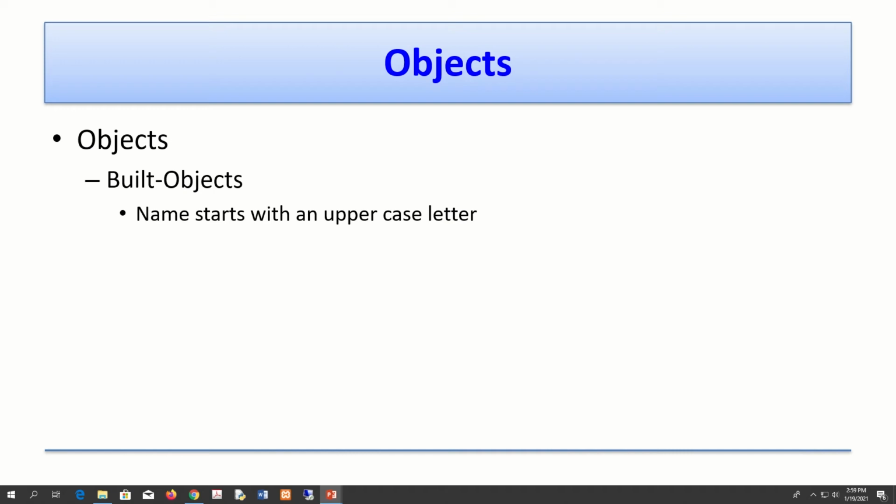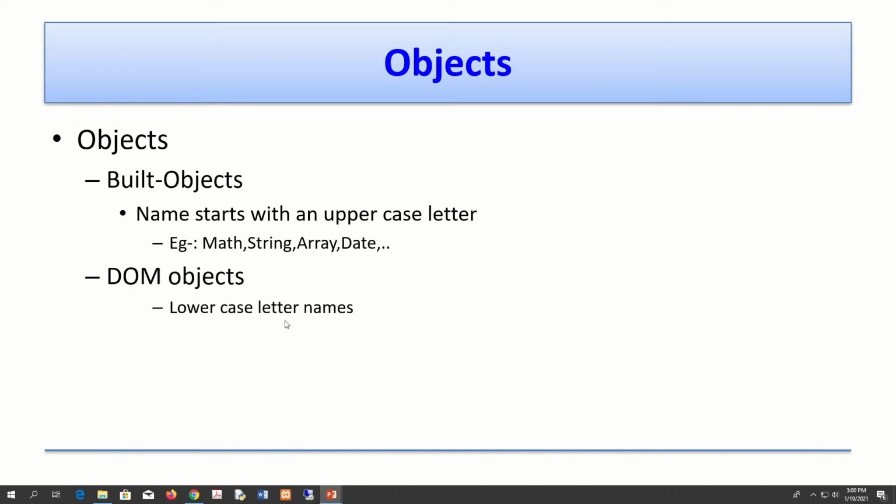Usually in a web page there are some built-in objects, and their names always start with an uppercase letter, for example Math, String, Date, something like that. And then there is a special object we call DOM objects, the Document Object Model. Objects which belong to the DOM have names that start with a lowercase letter, for example document, window, form, navigator, likewise.